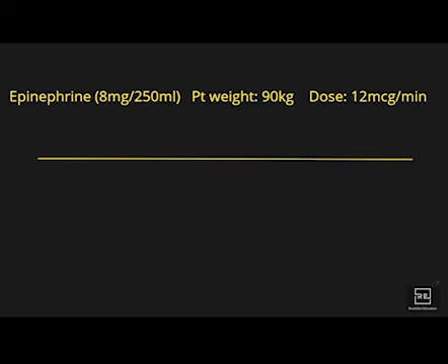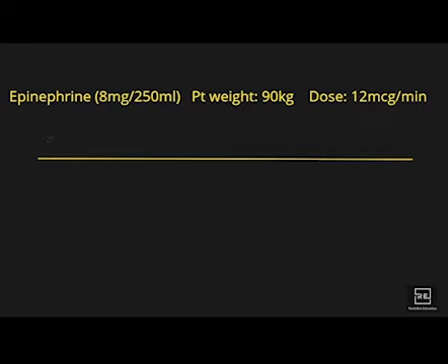Okay, our next example is epinephrine. We have 8 milligrams and 250 mLs. Our patient weight is 90 kilos and our dose is 12 mics a minute. Now, normally when you're using vasoactive medication, they tend to be weight-based, so mics per kg per minute. In certain institutions, especially in adults, they tend to use mics per minute. So for this instance, we're going to use mics per minute.